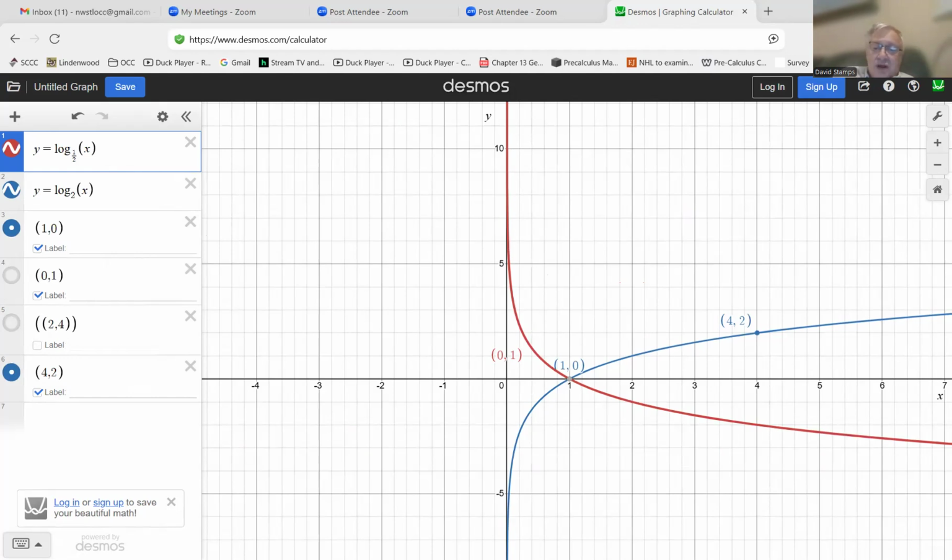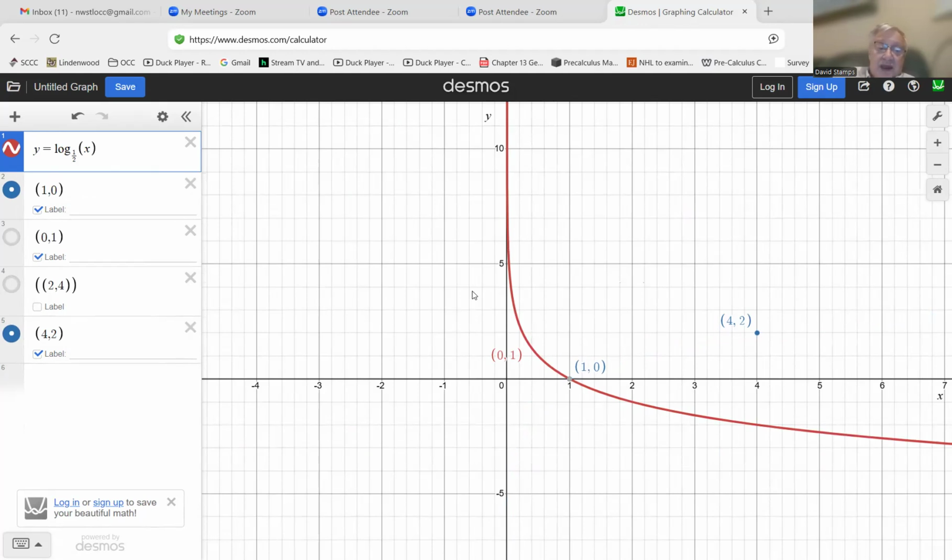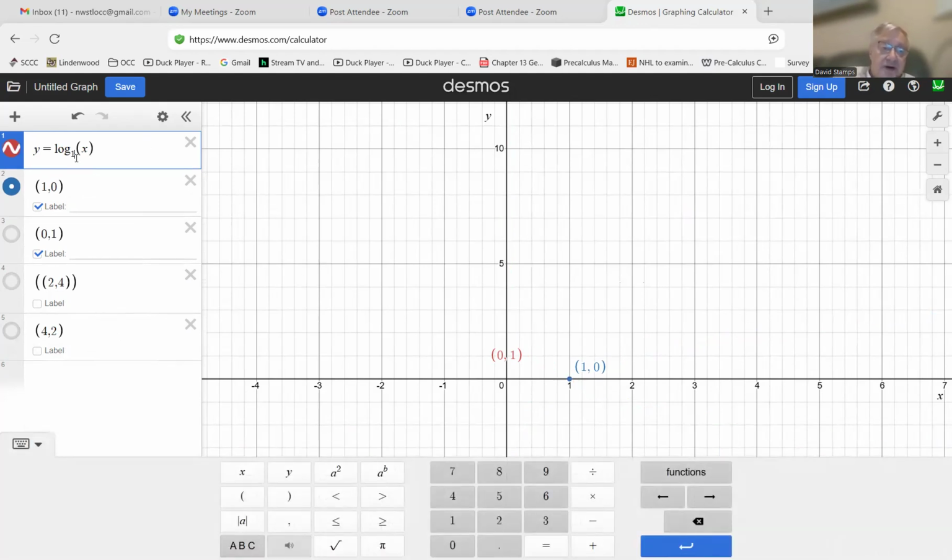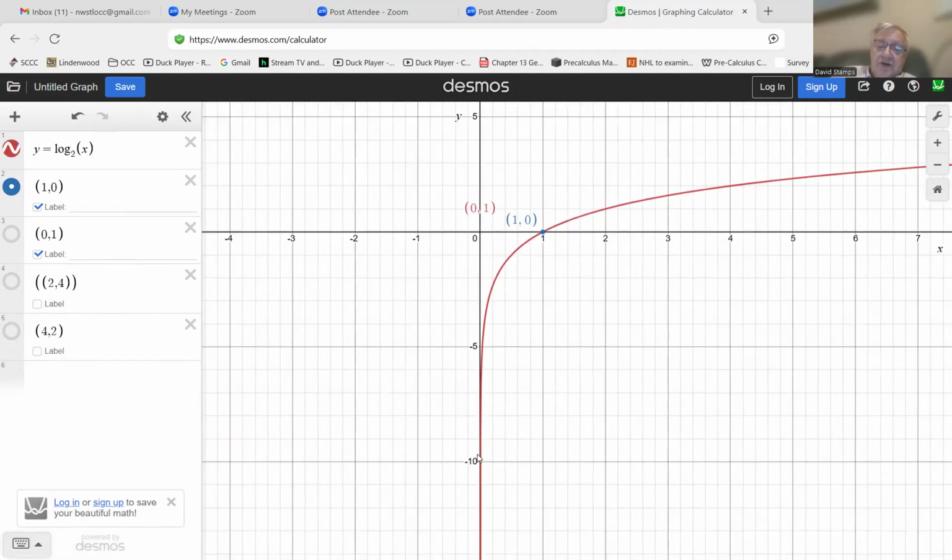Okay, so just to recall, the blue graph is the logarithm base 2. The red graph is the logarithm base 1/2. So let's get rid of logarithm base 1/2 here for a second, and go back to our original logarithm graph, which is logarithm base 2. So let me change my base here. Base is bigger than 1, so it's increasing. Now it's increasing like this, but it's still increasing.